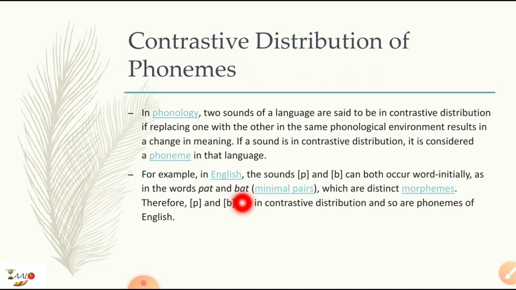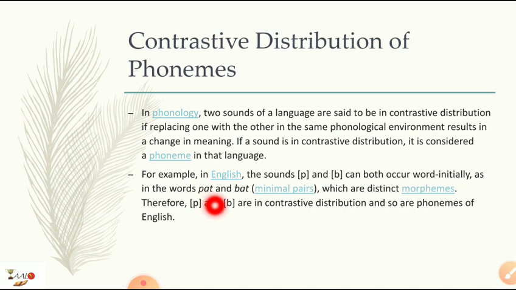Similarly, in the case of bat, b is not preceded by anything. That is, there is nothing before b. But after b, there is a vowel a and a consonant t. So a and t are there in bat too. So the words pat and bat are minimal pairs in the sense that they exist in the same phonological environment of a and t. Both these words are followed by a and t, so they are minimal pairs too.